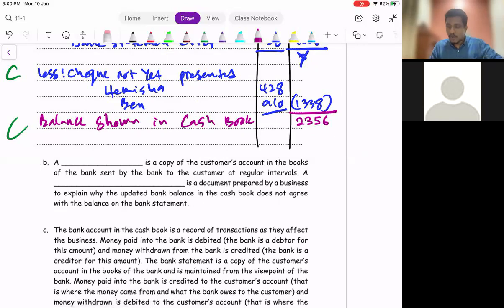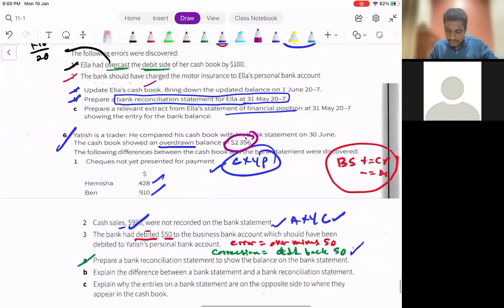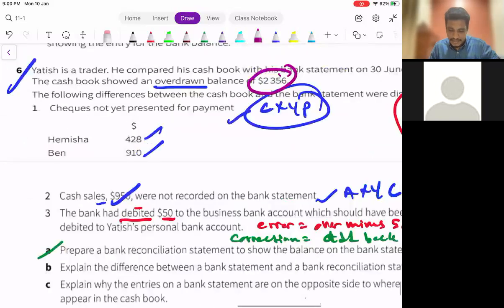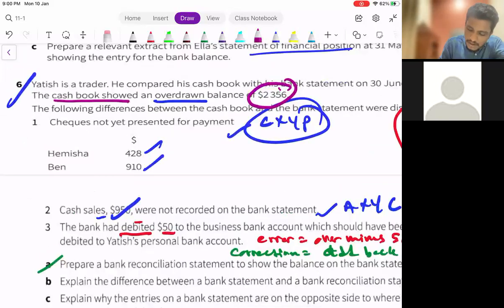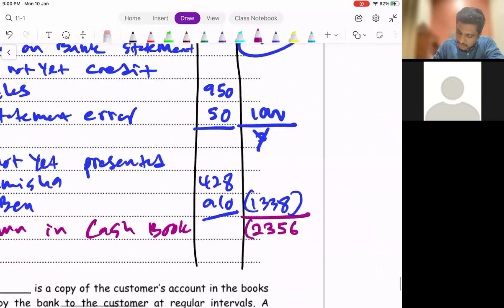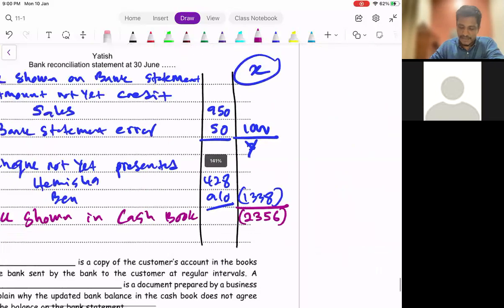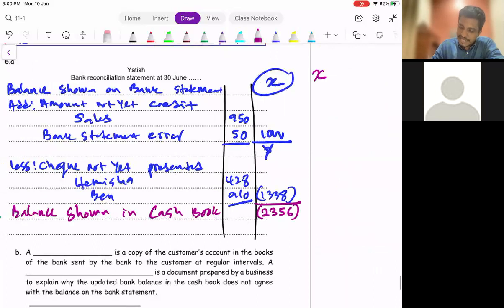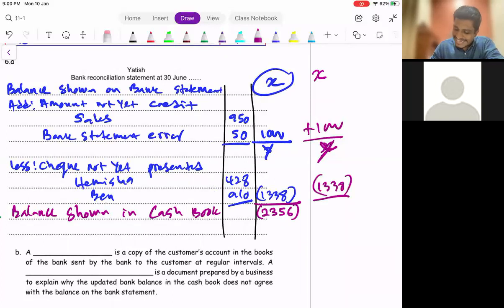No, it's wrong. Why am I telling you this is wrong? Because the question clearly tells you cash book showed overdrawn. Overdrawn means negative balance. So this one is supposed to be put in as a negative. So now I don't know this, I plus with 1000. Let it be, while I don't know. But I minus 1338, I'll get negative 2356.